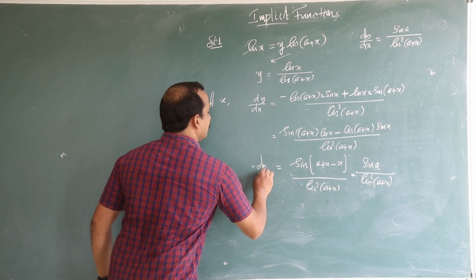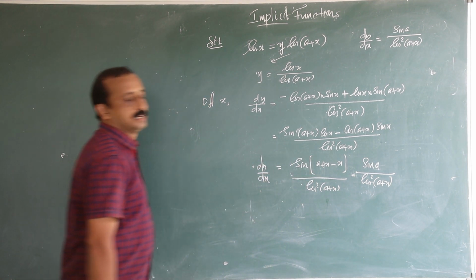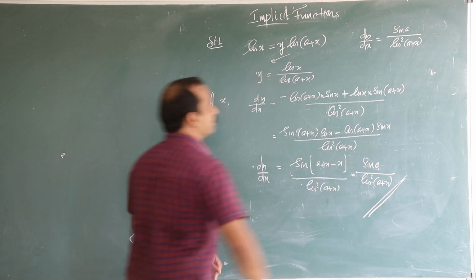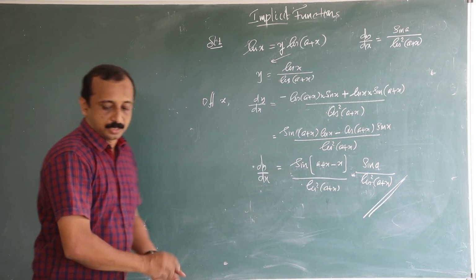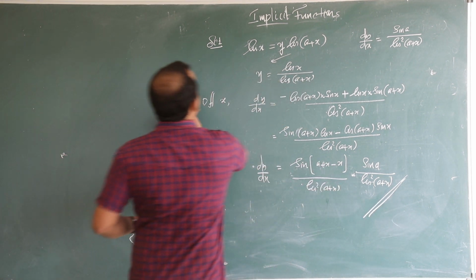dy by dx is equal to sin a divided by cos square of a plus x. Now write two more questions for home assignment.